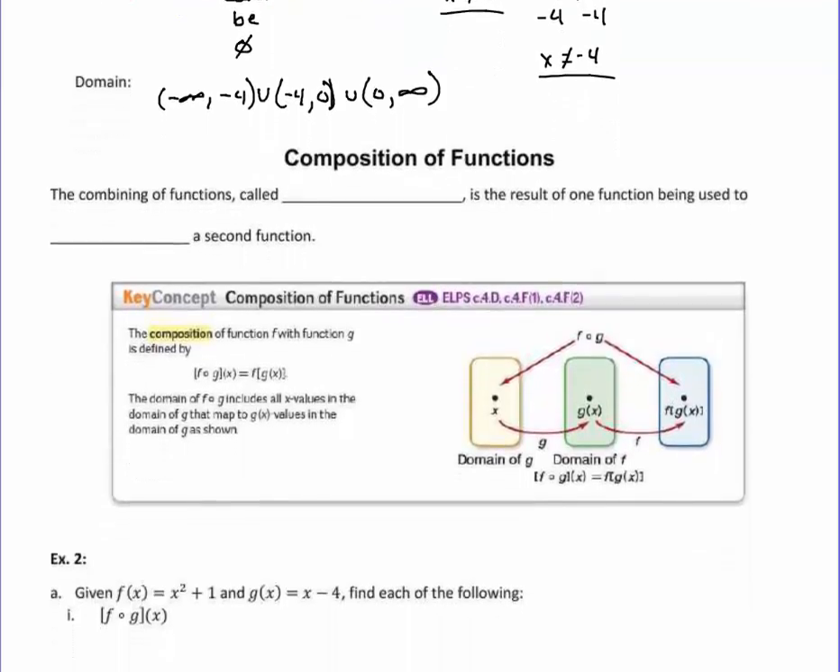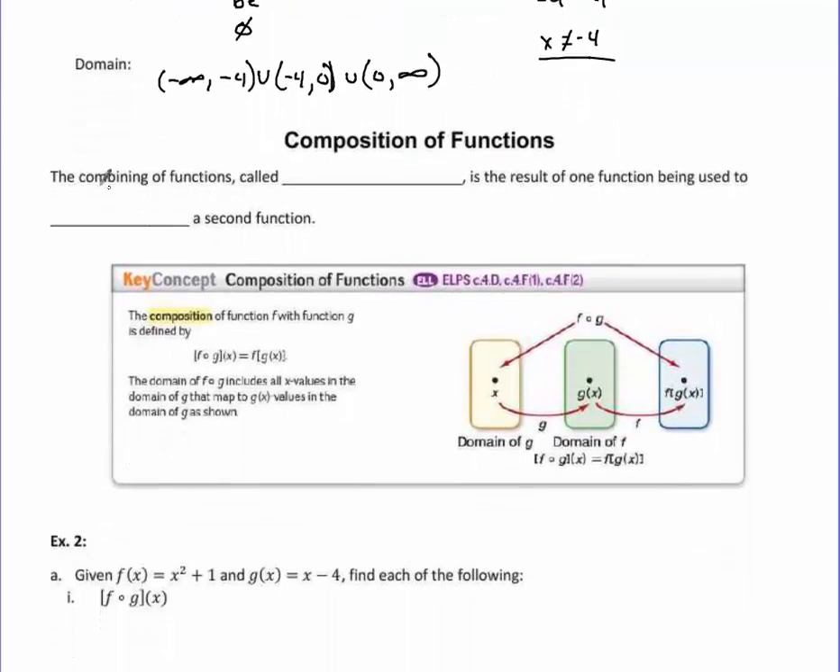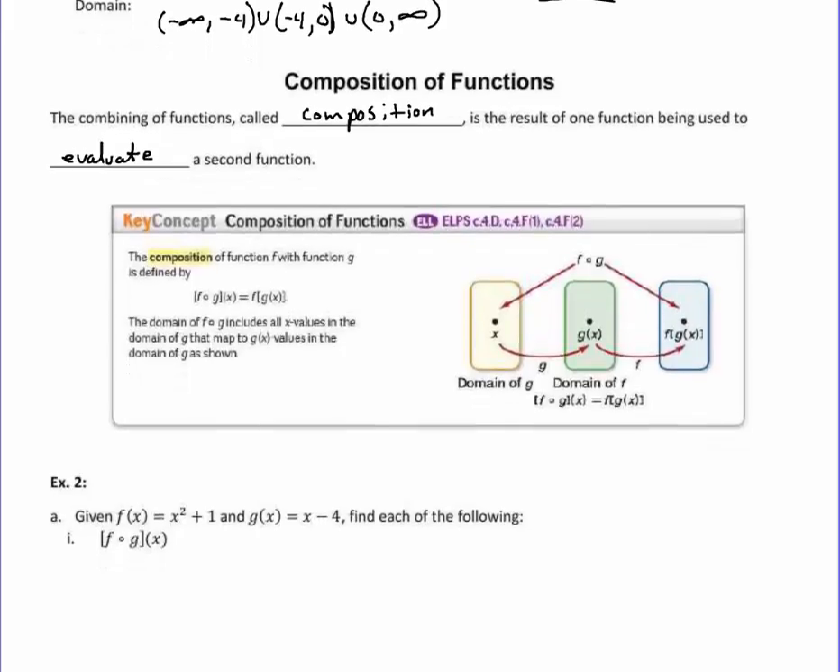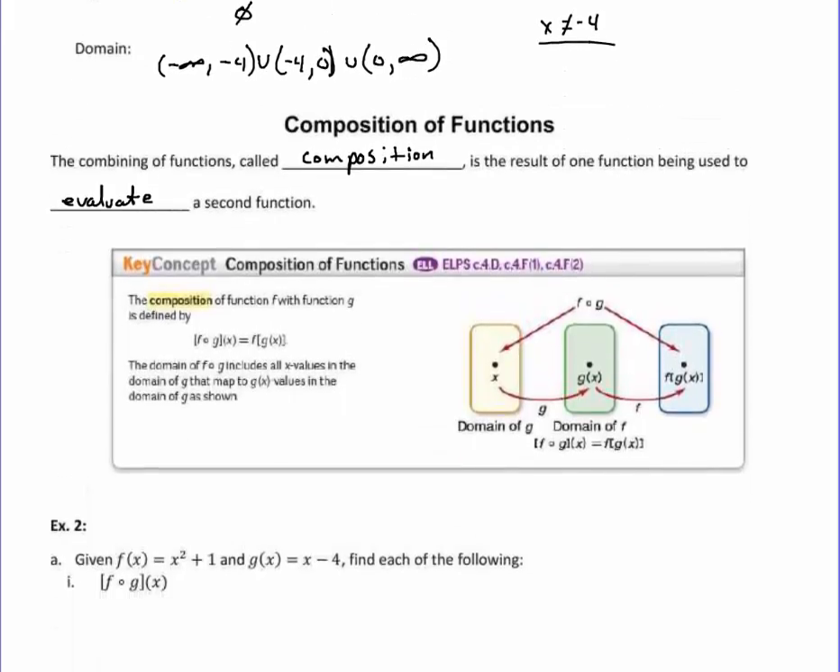So now we'll move on to something called composition of functions. The combining of functions, called composition, is a result of one function being used to evaluate a second function. Okay, so what we've been doing is adding and subtracting and multiplying and dividing them, which is pretty basic. It's kind of like combining like terms.